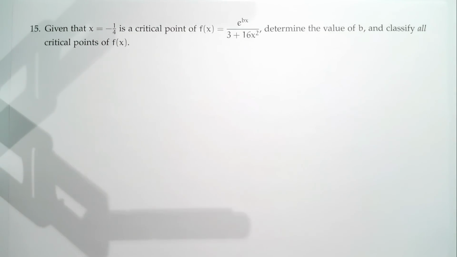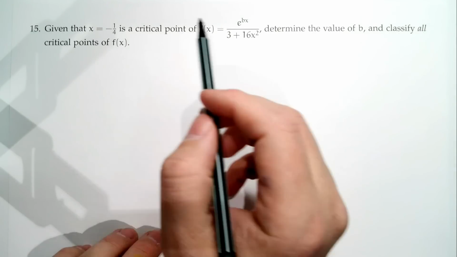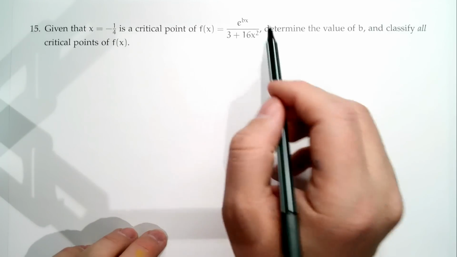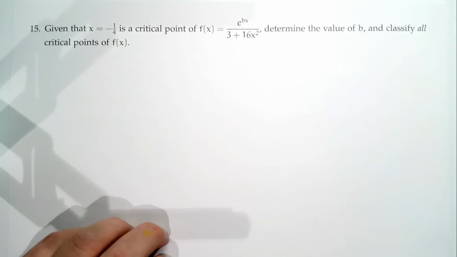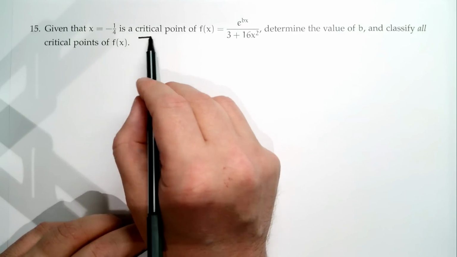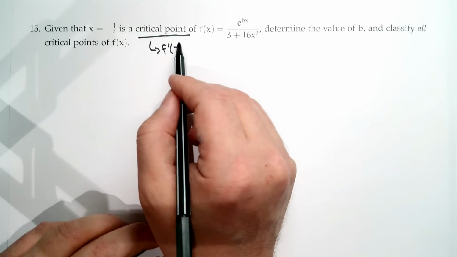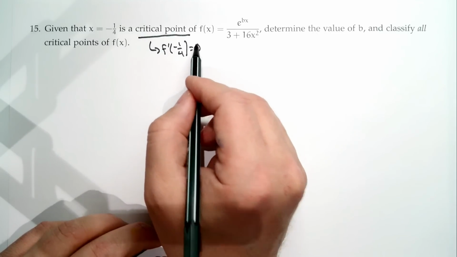Given that x equals negative 1/4 is a critical point of f of x equals e to the bx over 3 plus 16x squared, determine the value of b and classify all critical points of f of x. Well, if it's a critical point, that tells us something. This function, first off, is not undefined, so it's a really nice function. So critical point, it's probably sending us a signal. It's saying, oh, hey, f prime of negative 1/4, that's 0.